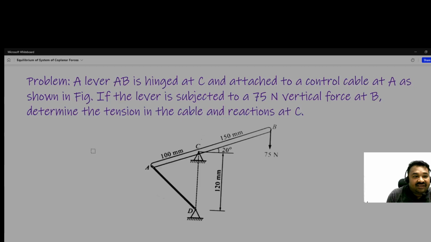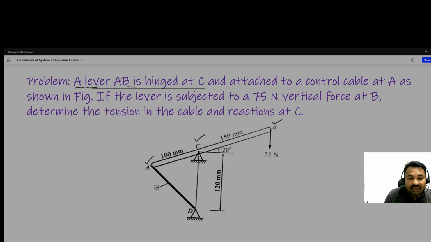So, dear friends, let us solve this problem. This problem is related to equilibrium of system of coplanar forces. The problem statement is: a lever AB is hinged at C. Here at C, and this is the lever AB, and attached to a control cable at A.